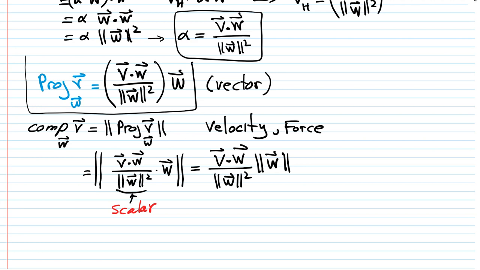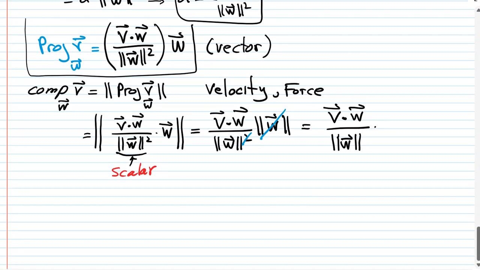Now here I can actually simplify this, because I have the square of the magnitude on the bottom and the magnitude in the numerator, and that reduces the formula down to v dot w divided by magnitude of w. All right, and there you have it. So this is the formula for the magnitude of the projection vector.